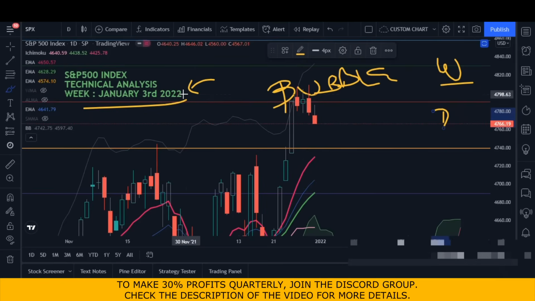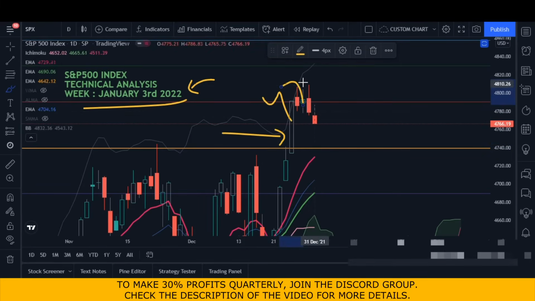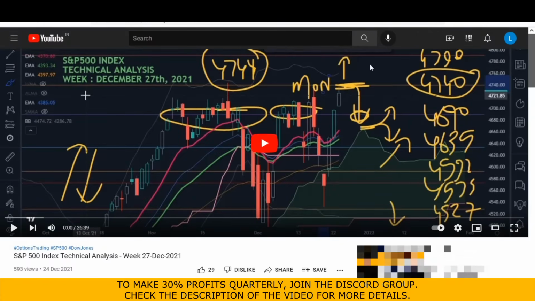And if you see here, this is what happened. Let me show you. If you see this very heavy candle, this is the candle that I was talking about, and the highest of this candle was 4791. This is what I told you in my previous technical analysis, that it will shoot up and hit 4790 or 4800, but 4790 is the resistance.